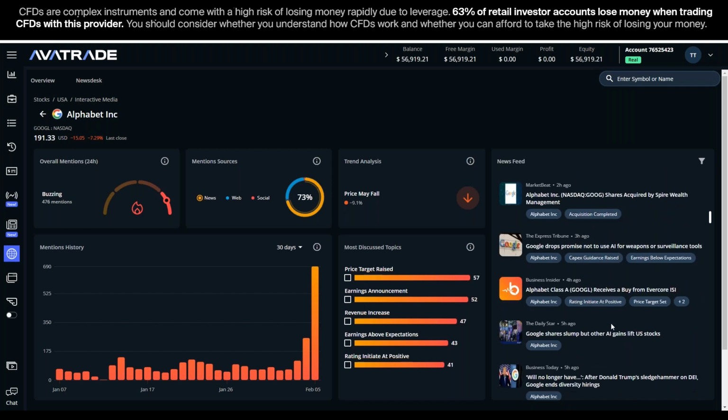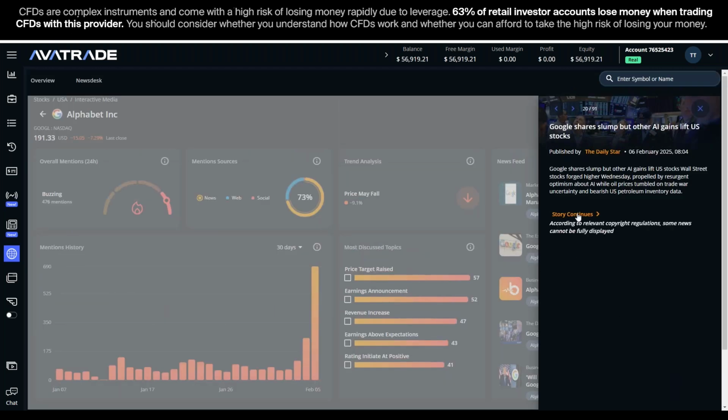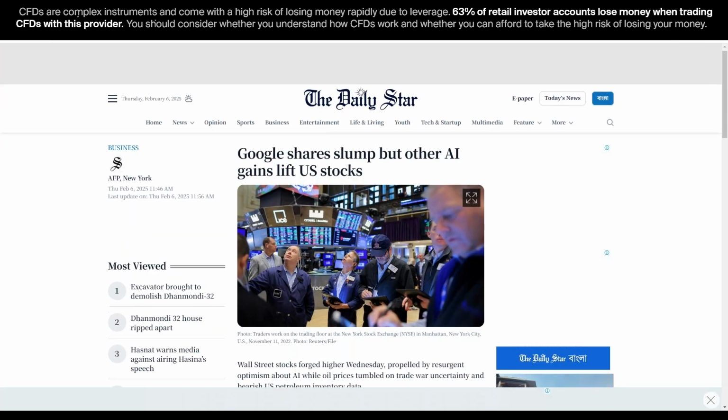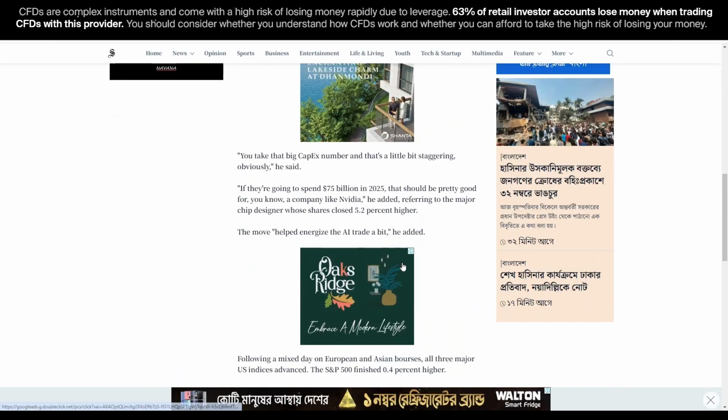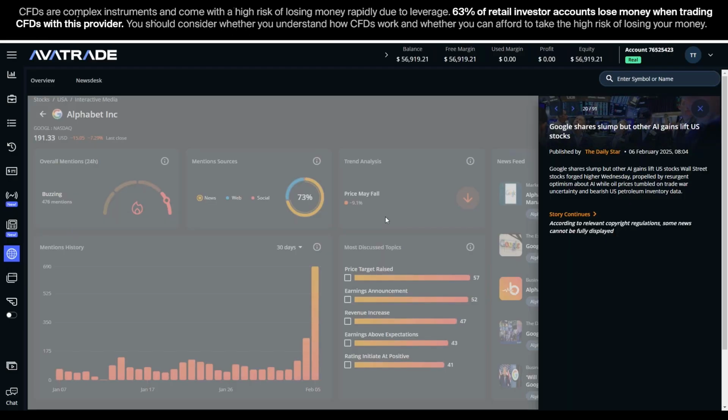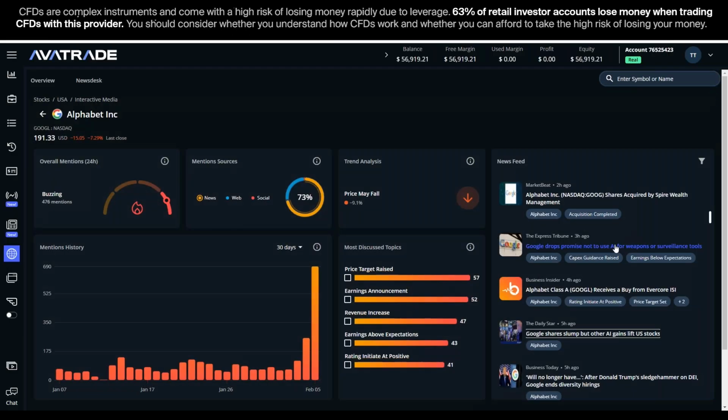So you go down and if you can't find anything here that tells you why Google should drop 9%, then maybe you don't follow that signal. But as you go down, maybe you do. Google shares slump, but other AI gains lift US stocks. Okay, again, talking about Google slumping, I can click and read the article, and maybe the article tells me why Google is slumping. Okay, read the article, and you can get the information straight away from an article that just came out 2-3 hours ago.